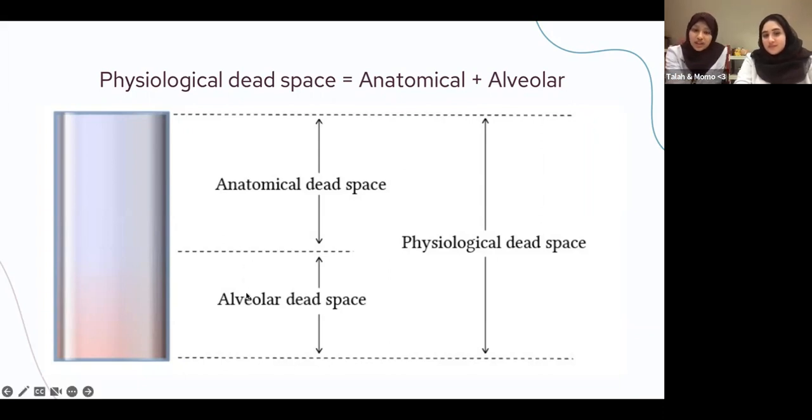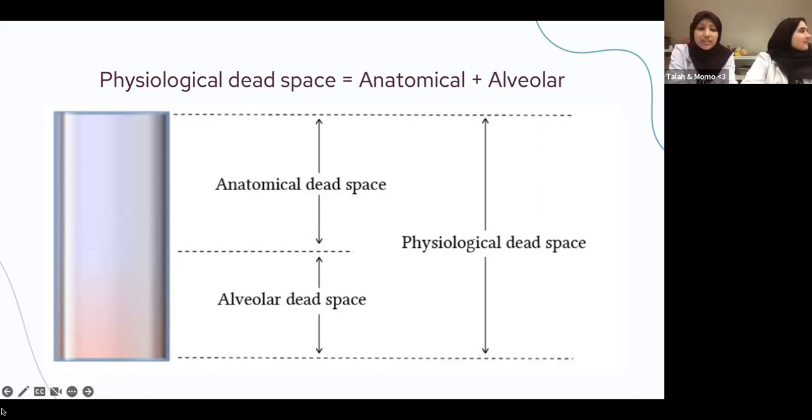But then when you go to the alveolar space, some of the alveoli may not get blood supply. If something happens and the blood supply gets compromised, then you would have alveolar dead space, because now the problem is with the blood supply. There's not enough blood, so exchange is less. So we call this alveolar dead space. Physiological dead space is the combination of anatomical and alveolar dead space.